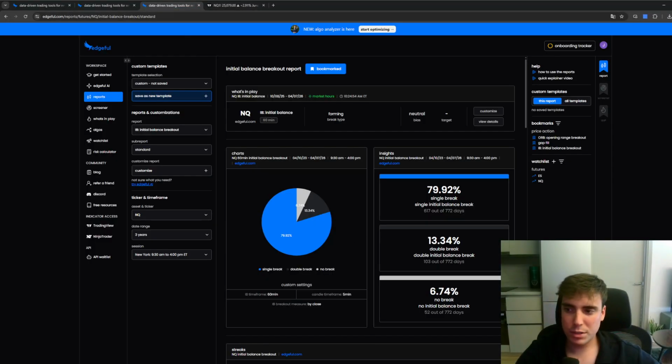And then for the New York session, it's the classic IB, initial balance. There are different sub reports. The one that I work with the most is the breakout and then the retracement after the breakout. I highly suggest you play around with the reports, because it's super easy to do using the platform, and the statistics are really easy to understand and start looking for ideas that you can apply to your own trading. I think that's the best way to take advantage of Edgeful.